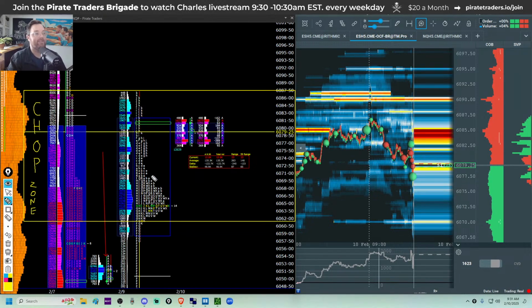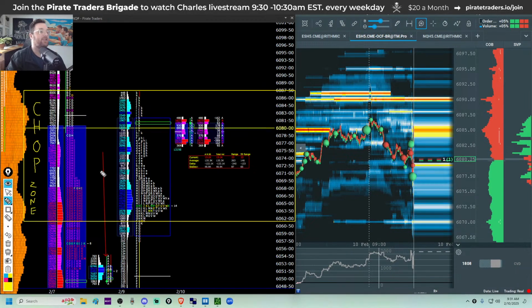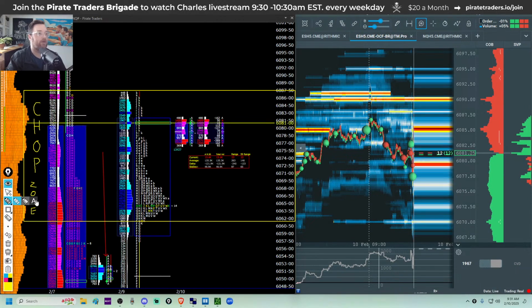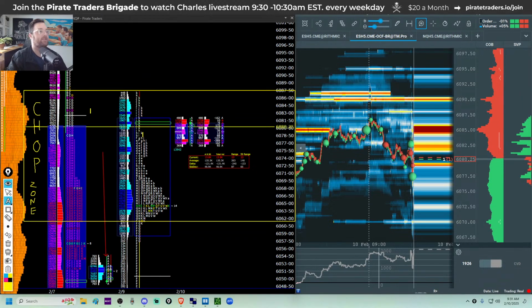Beautiful handwriting, writing with the mouse. So this is the chop zone. I will point out some support and resistance levels within here, and we will watch what happens when we get to those.